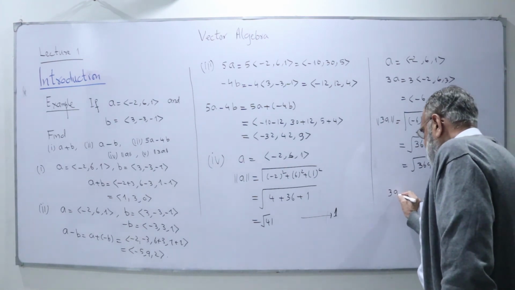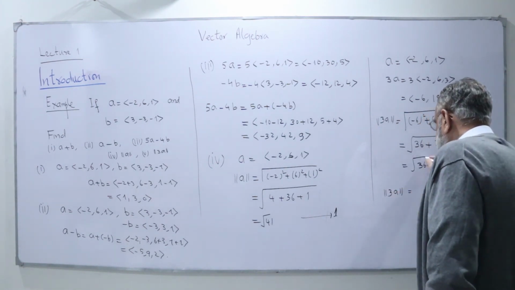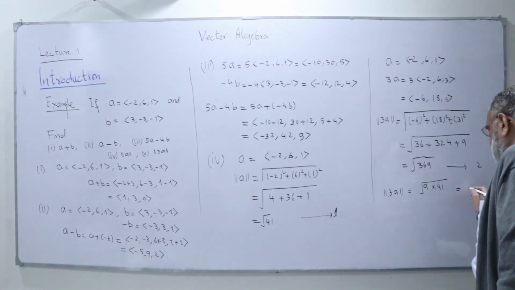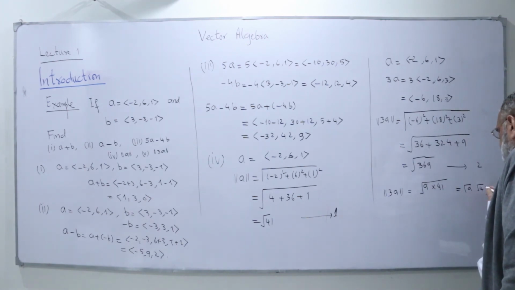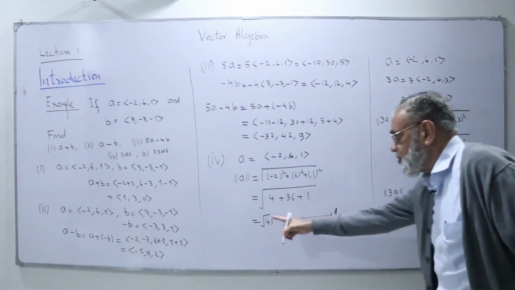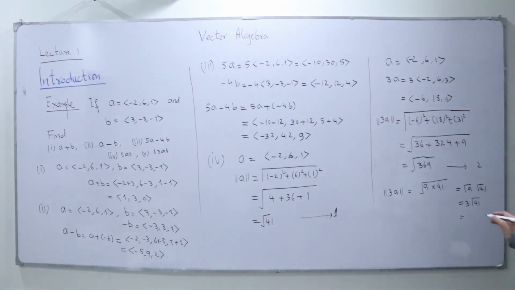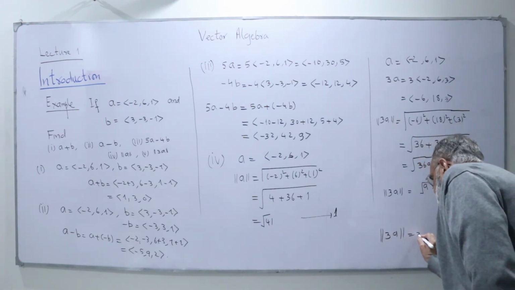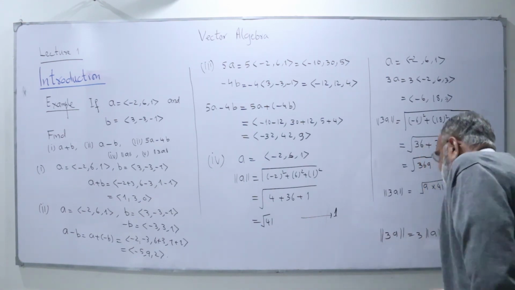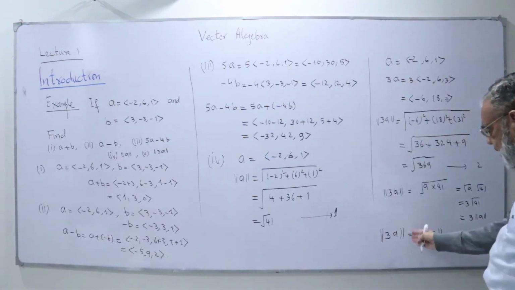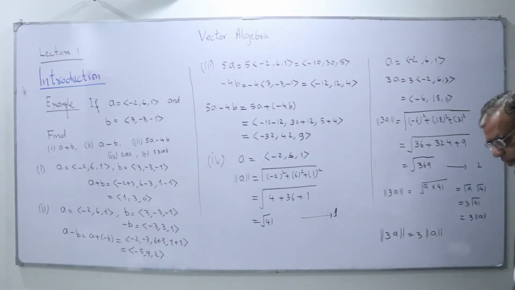I can write the magnitude of 3a is equal to 9 multiplied by 41 under the root, which is equal to 9 under the root into 41 under the root. 9 under the root is 3, into 41 under the root. And this is the magnitude of a, which is root 41. So this is equal to 3 into the magnitude of a. Or we can write the magnitude of 3a is equal to 3 into the magnitude of a. We don't need to do all of this. We just multiply this one by 3, taken inside becomes 9, and we get the result as 369.